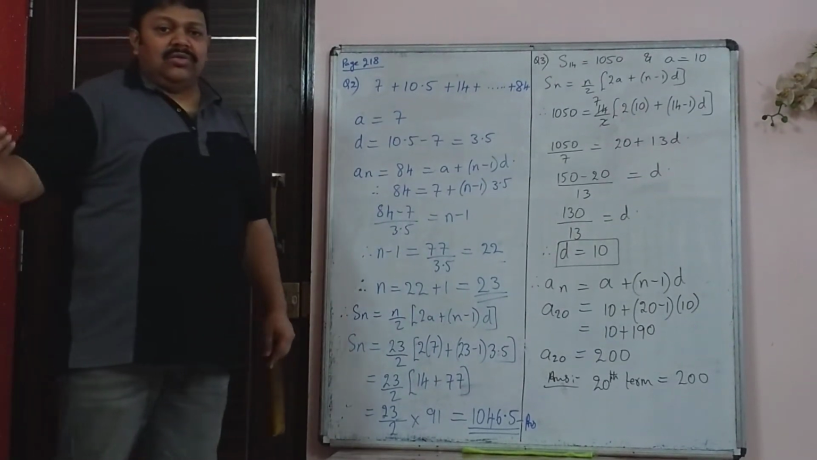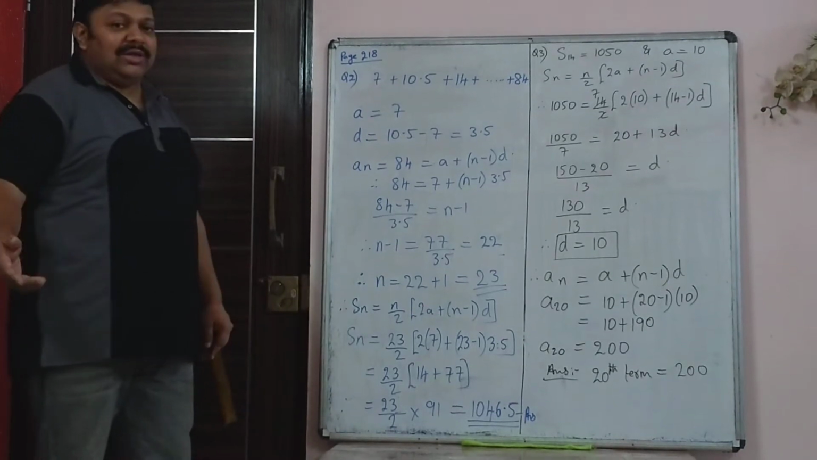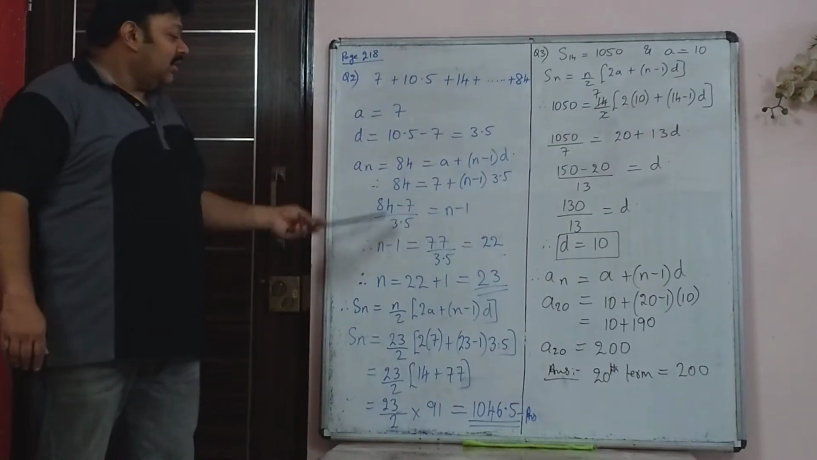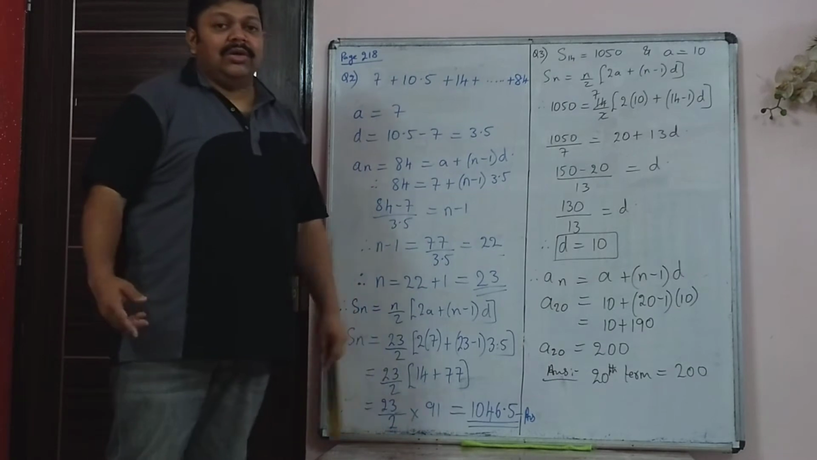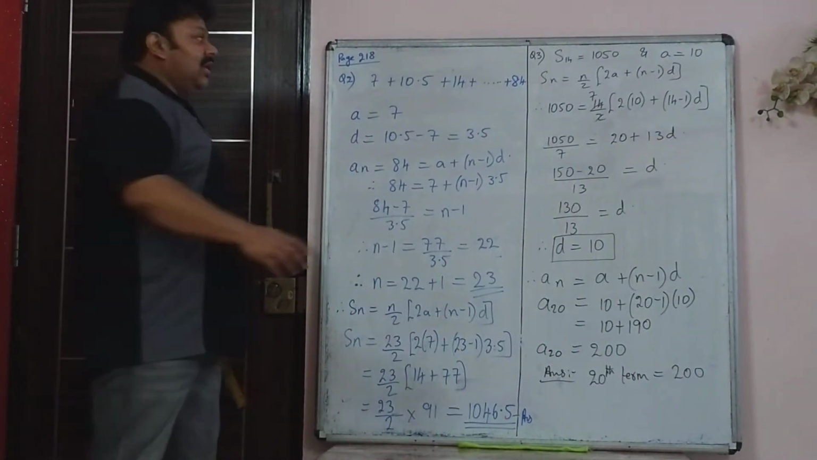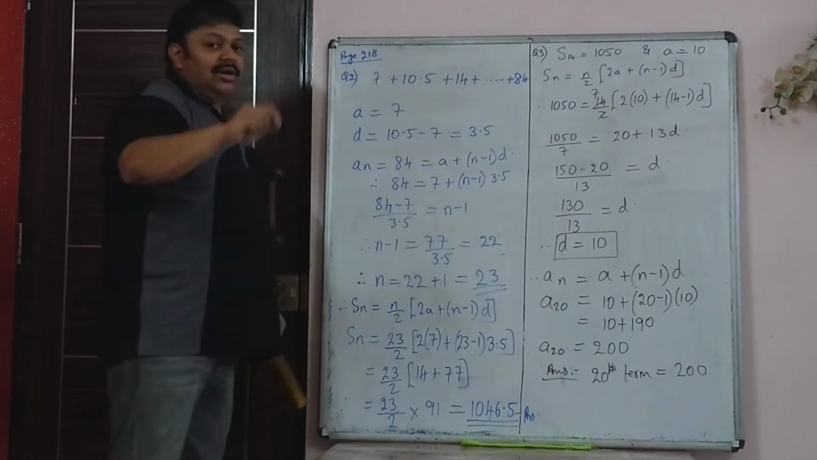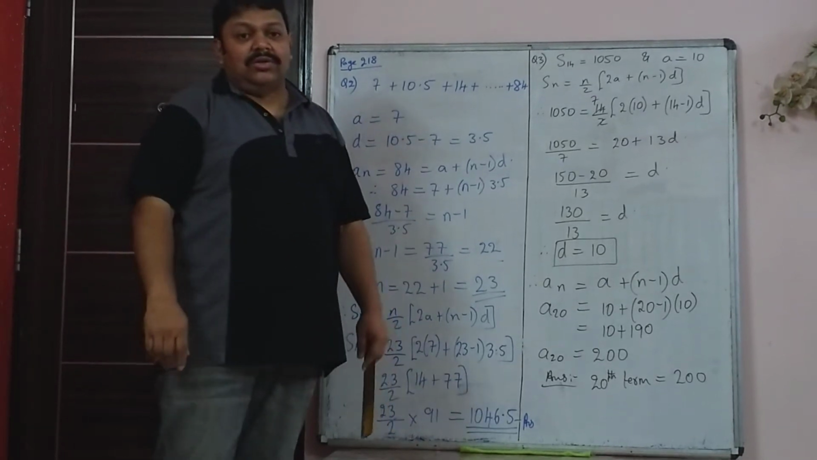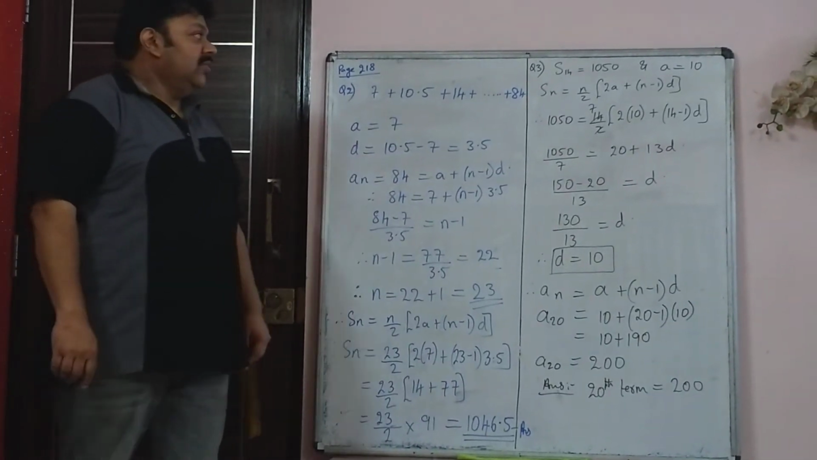You can definitely use the other formula, n by 2 (a plus l). That would give you the answer, and in that case you don't even have to find how many terms there are. But you can't write all the terms and then sit and add them physically and say that is the sum of all the terms. So that is not allowed.